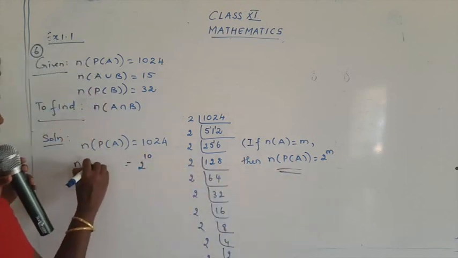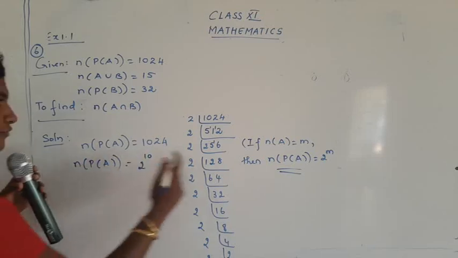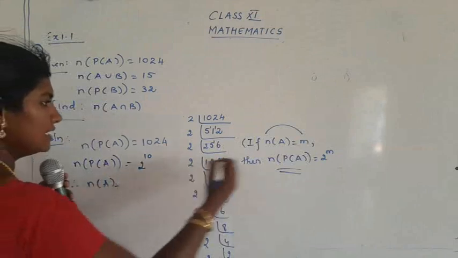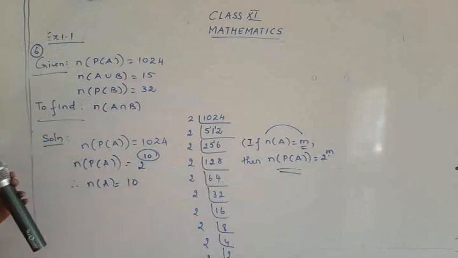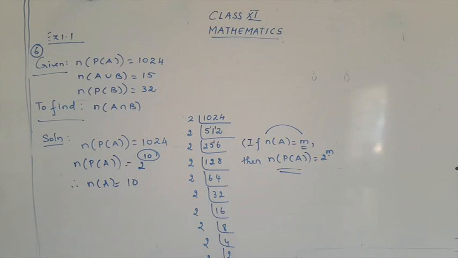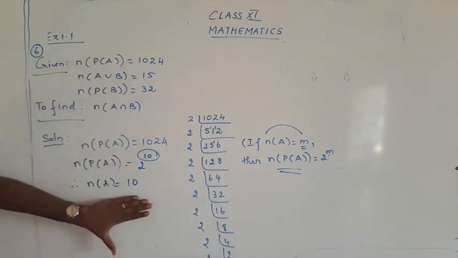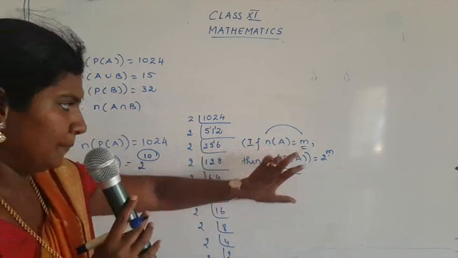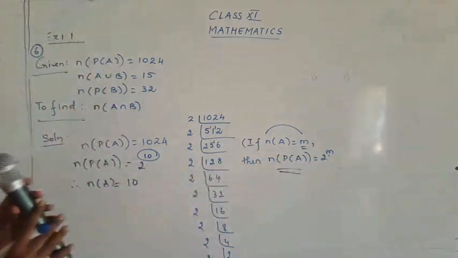Now just see here, we have reached this step: n of P of A is equal to 2 raised to 10. So what is the value of n of A? n of A is nothing but m. Now what is m over here? The power, that is 10. So I have got the value of n of A from n of P of A. What is the formula we are using over here? If n of A is m, then n of P of A is equal to 2 raised to m.